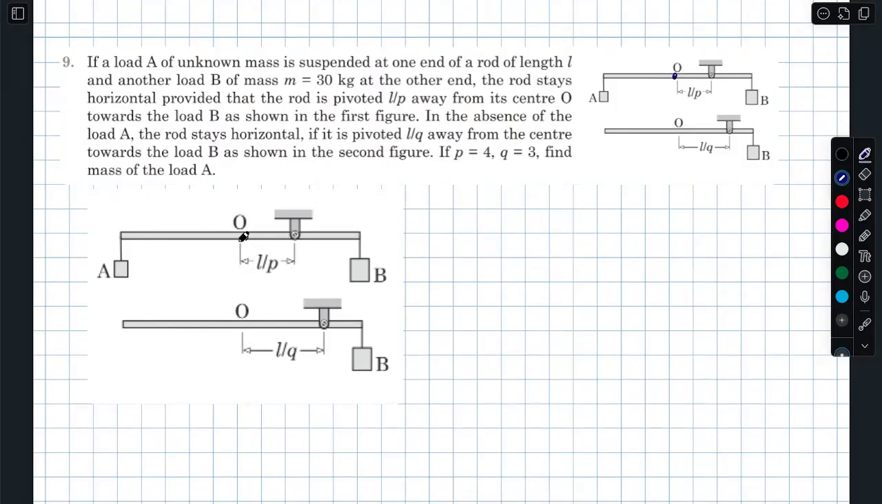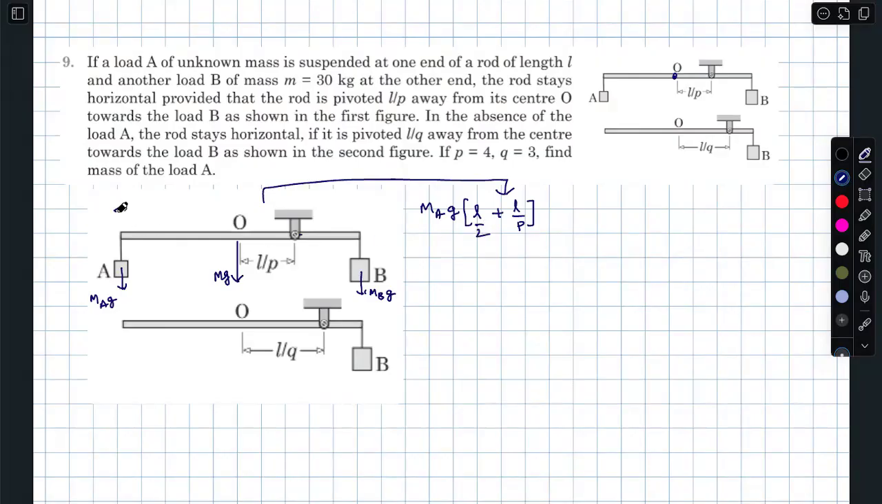From the first part of the question, I can have mg, mag, mbg. For the first part of the question, I have mag into L/2 plus L/P. Agreed? Remember that this distance is L/2 plus L/P, plus mg times L/P. All these are anti-clockwise torques.